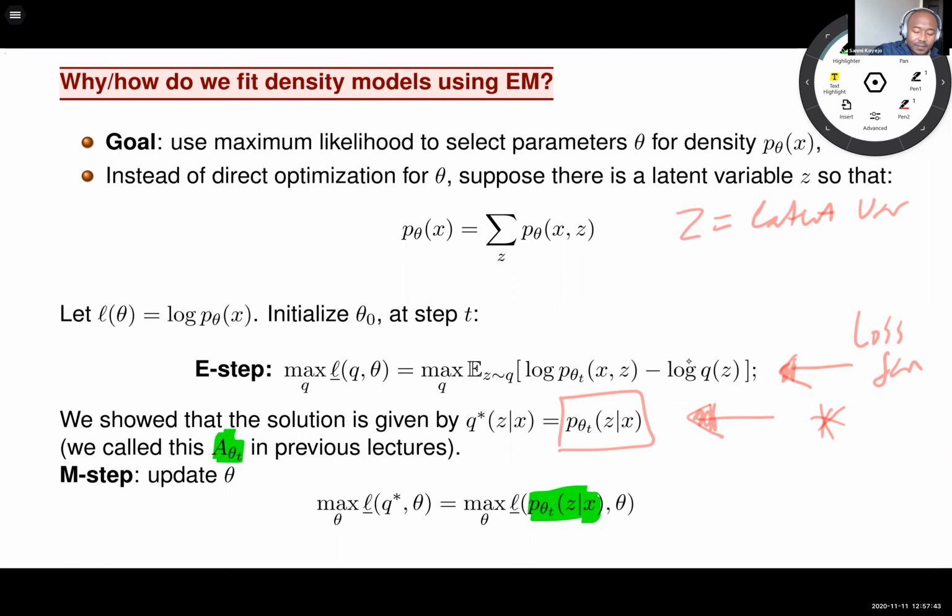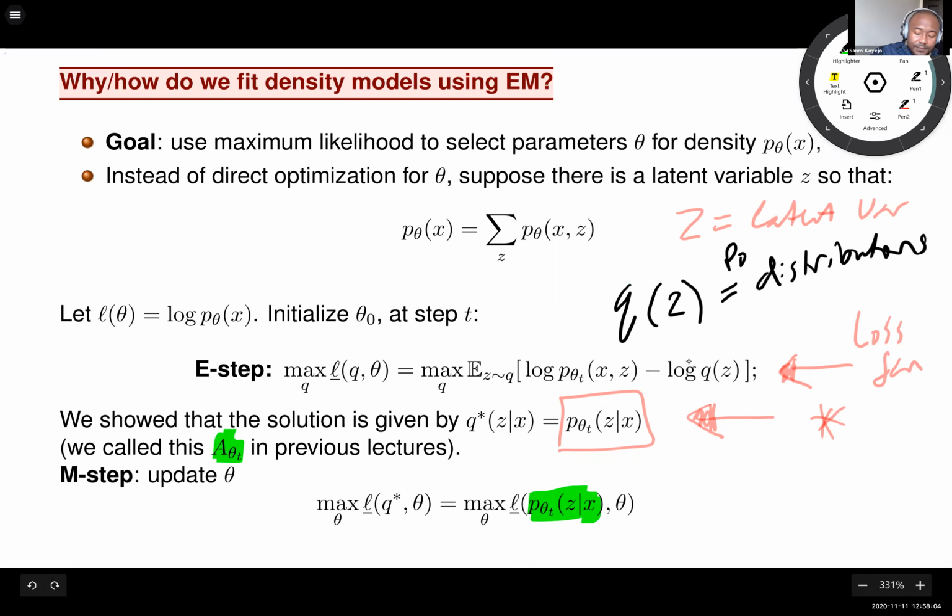So each Q is a choice of distribution. Q of Z are different choices, possible distributions for the E step. And the solution is that the best distribution under this loss function is exactly the conditional distribution. That's exactly true. Hopefully that clears things up.